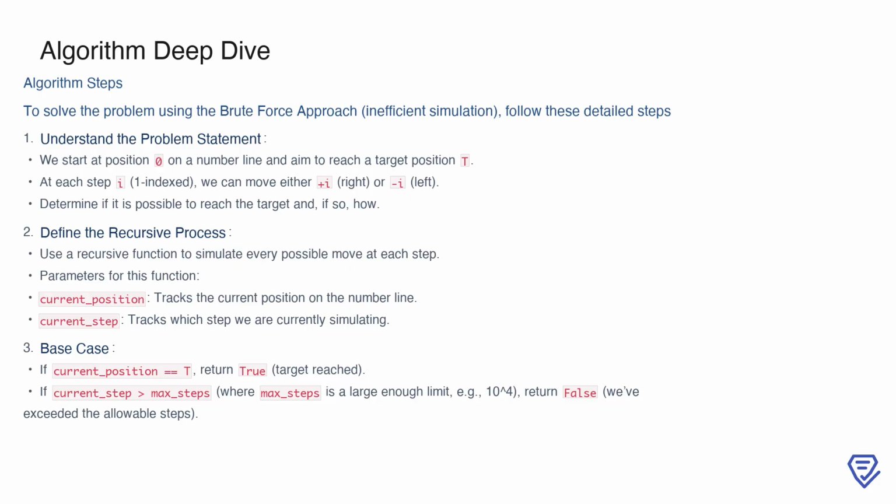To simulate this, we define a recursive process that explores all possible moves. The recursive function takes two parameters, the current position on the number line and the current step we are on. A key part of this algorithm is the base case. If the current position matches the target, we know it's reachable, so we return true. Conversely, if the current step exceeds a reasonable limit, such as 10,000 steps, we stop the recursion and return false to avoid infinite loops and excessive computation.